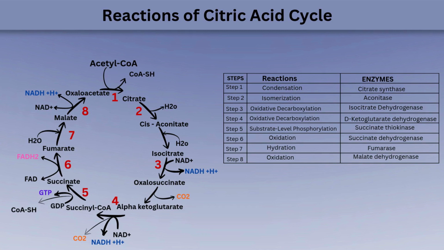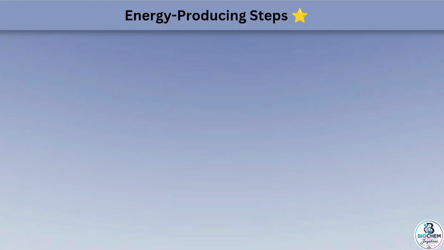Now let's summarize what happens in one complete turn of the TCA cycle. From one acetyl-CoA molecule, the cycle produces 3 NADH, 1 FADH₂, 1 GTP, which is equivalent to ATP, 2 molecules of carbon dioxide, and oxaloacetate is regenerated. Now the cycle is complete.